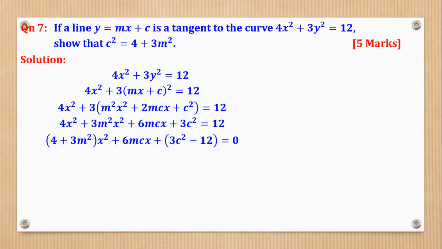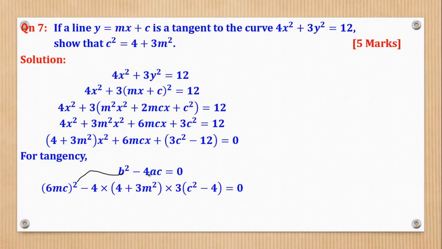which gives you that. Then from there, you remember the condition for tangency that has repeated roots, therefore b squared minus 4ac is equal to 0. So b is this 6mc, a is this, and c is that. So substitute into b squared minus 4ac. Then next is to simplify until we get this.